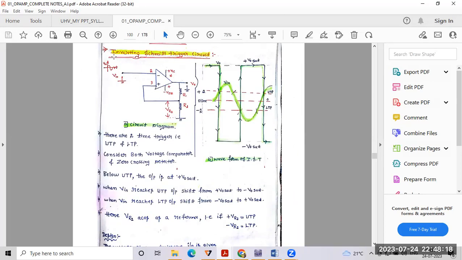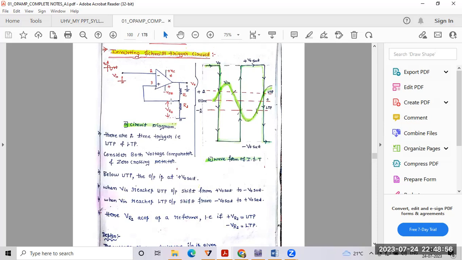As the name suggests, this is an inverting Schmitt trigger. Here I give the input signal generator supply to the inverting terminal, as you know. Then I give the non-inverting terminal to the biasing circuit, R1 and R2. Across R2, a voltage drop is generated. I refer to that voltage as the reference voltage, plus UTP or minus LTP. This is how I build the circuit.